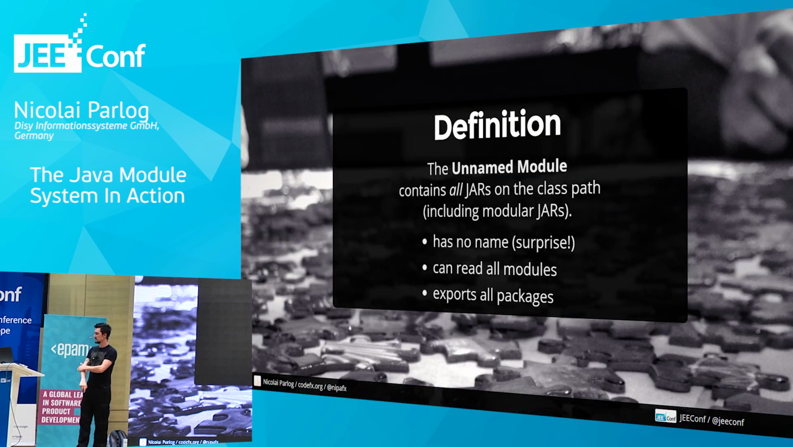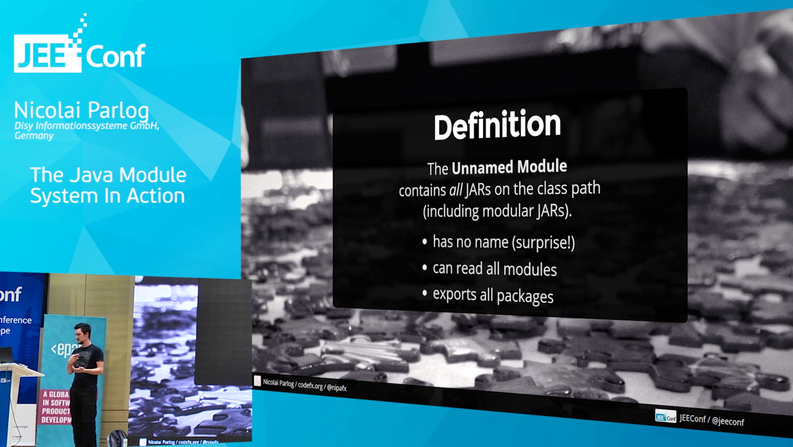The definition of the unnamed module is very simple, actually. It contains all the jars on the class path. So at runtime, the JVM will actually have a module. Even if your jars are not modularized, there will be a module for them. This is called the unnamed module, and everything is in there. Everything that you put on the class path gets, as before, rolled into one big ball of mud and dumped into one module, the unnamed module.